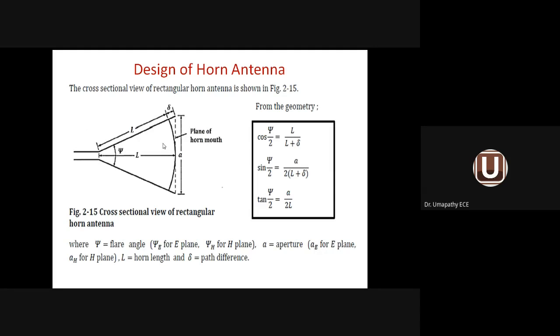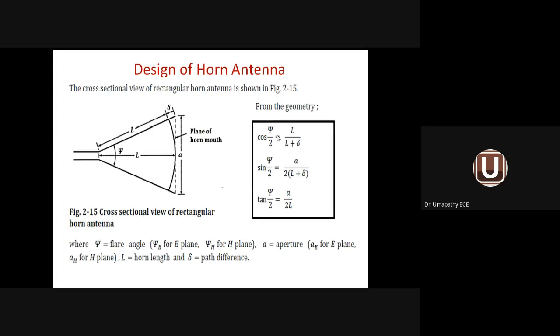So cos of psi by 2 means what? Cos of psi by 2 is L by L plus delta, adjacent side by hypotenuse, using the Pythagoras theorem. Sin of psi by 2, this portion, is A by 2. See, the complete mouth is A, this portion is A by 2. So sin of psi by 2 is A by 2 divided by L plus delta.